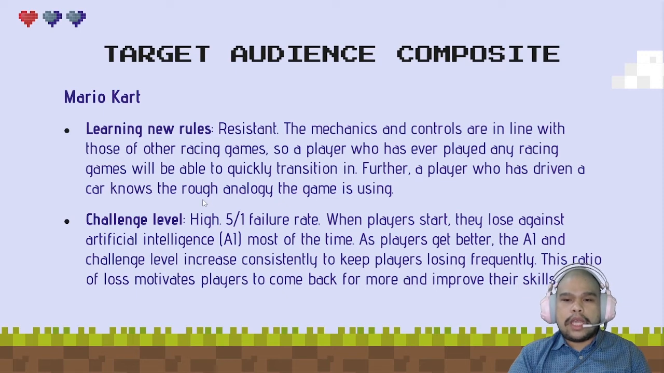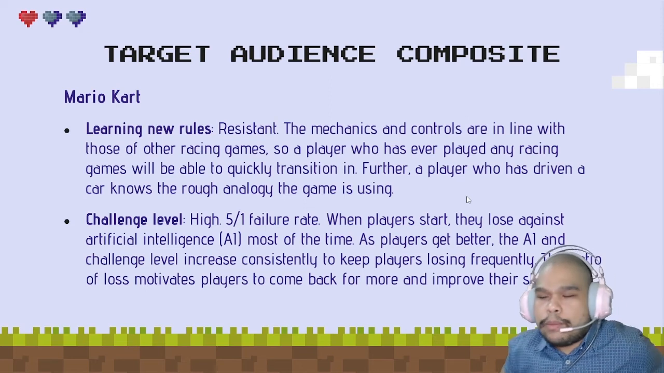So, when the players start, they lose against an artificial intelligence or AI most of the time. As players get better, the AI and challenge level increases consistently to keep players losing frequently. So this ratio of loss motivates players to come back for more and improve their skills.